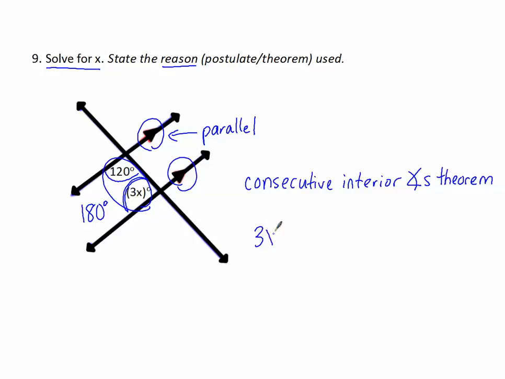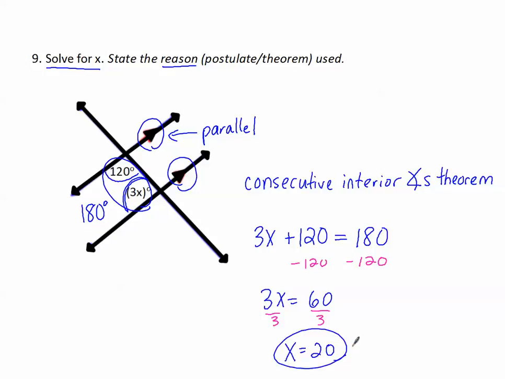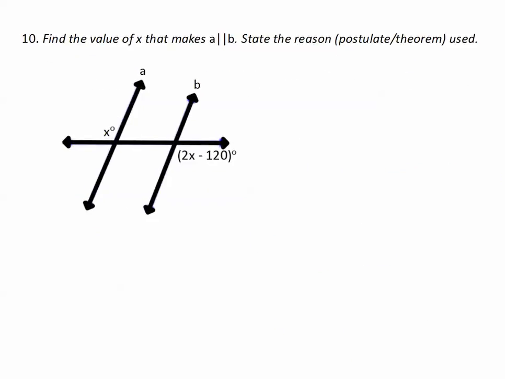So I can say 3x plus 120 equals 180. And then I can solve that equation. So let's do it. Minus 120 and 3x equals 60. Divide by 3, and x equals 20. Not so bad, right? I have one more for you.